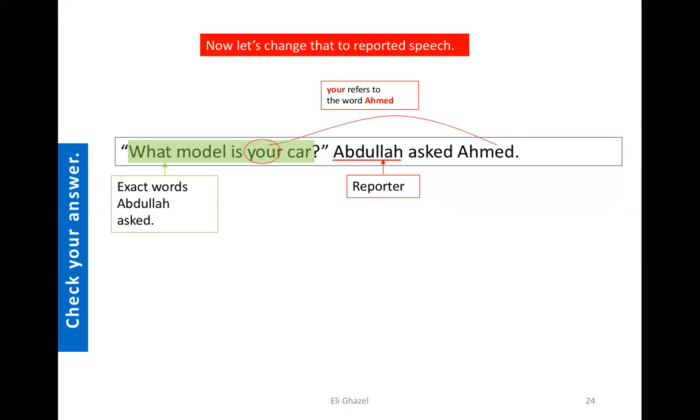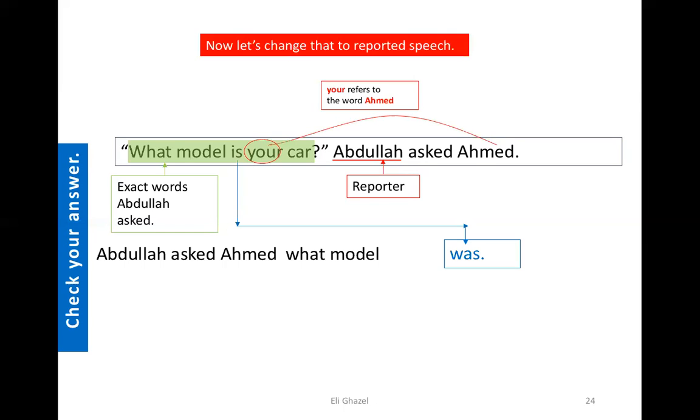And now let's change that to reported speech. Abdullah asked Ahmed. Now what's the next word? It's the question word. What model? Now, notice we've got "is your car". That's a question format. But in a statement format, we cannot say "is your car". We need to put "your car" before the "is". And we move the "is" to the end and put it as a "was". Remember, "asked" is past, so the "is" has changed to past, and the "his" is referring to Ahmed. So now "what model his car was" is no longer a question format, it's a statement format, even though it starts with a "what".